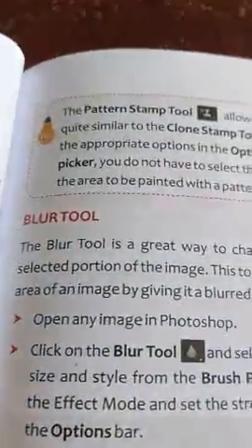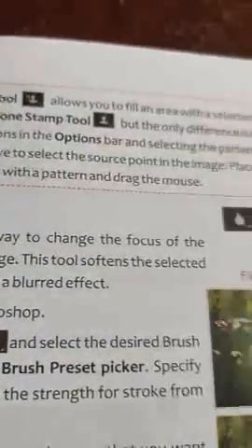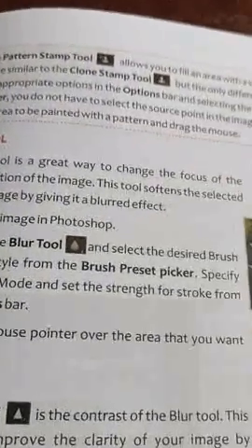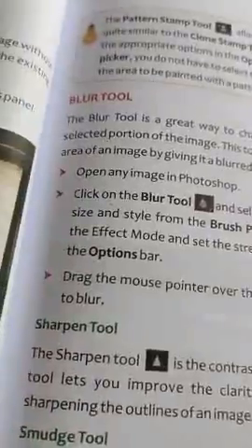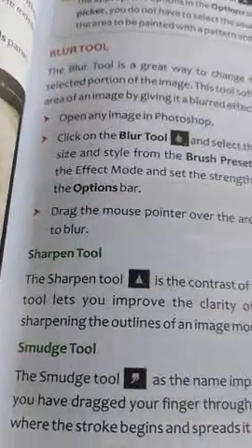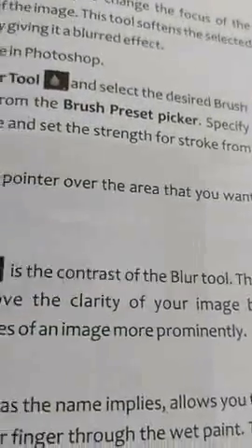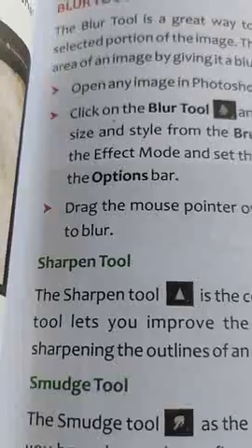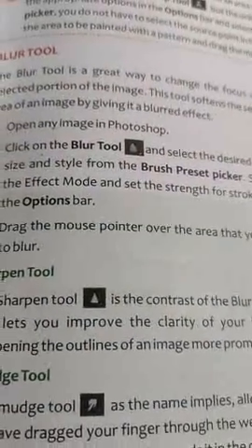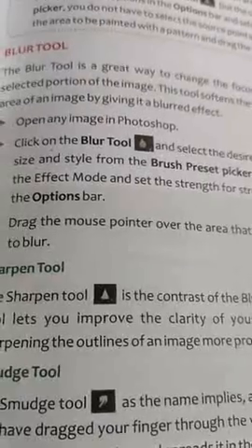And blur tool is a great way to change the focus of a selected portion of an image. This tool softens the selected area of an image by giving it a blur effect. And sharpen effect. Sharpen tool is the opposite of the blur tool. This tool lets you improve the clarity of your image by sharpening the outline of an image more prominently.